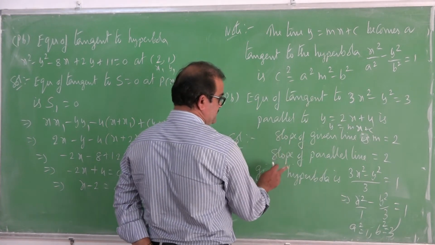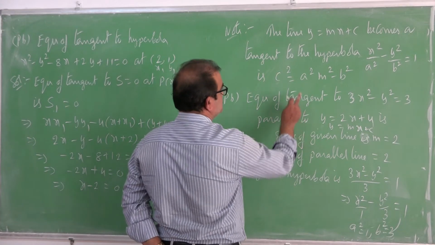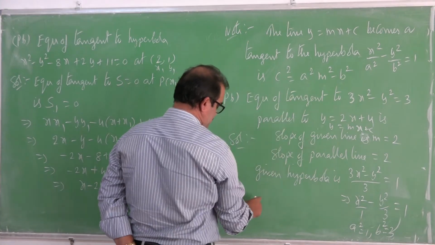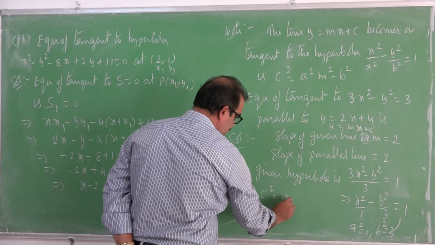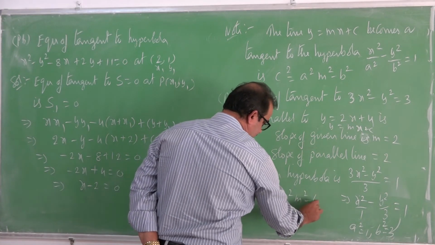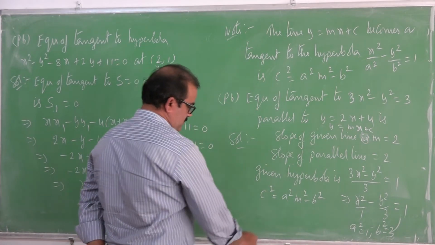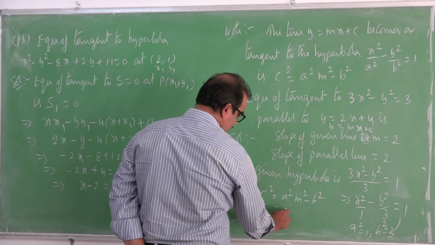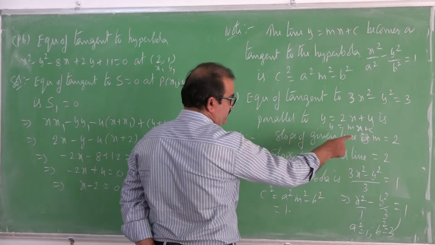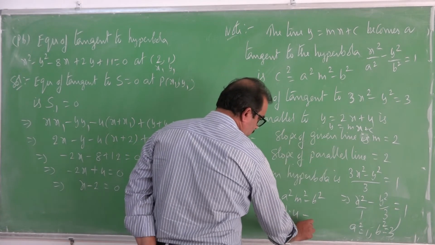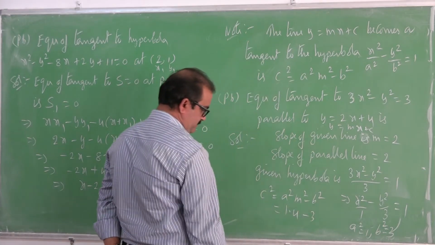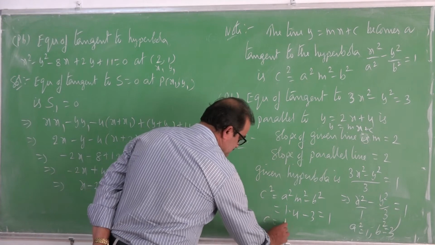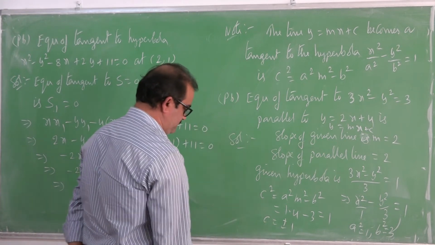What is the condition for any line y is equal to mx plus c becomes tangent to this hyperbola? C square is equal to a square m square minus b square. Now substitute the values. A square 1, m is 2, m square 4, minus b square 3, 4 minus 3 is 1, c square is 1. So c is equal to plus or minus 1.